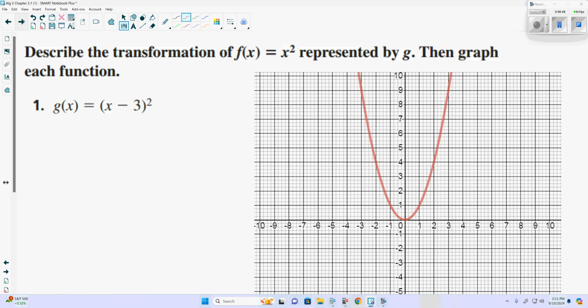Let's look at the next one. G of x equals parentheses x minus 3, close parentheses squared. We do indeed only have one transformation. We're moving it 3 units to the right, because left and right, it's opposite of what we think. Since it's minus 3 inside the parentheses, it's going right 3. If it had been plus 3, it would have been going to the left 3. Questions on this here?